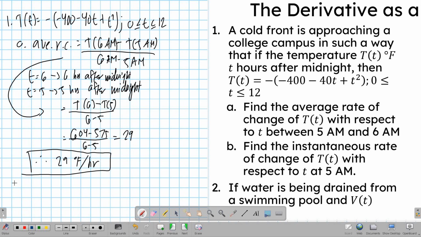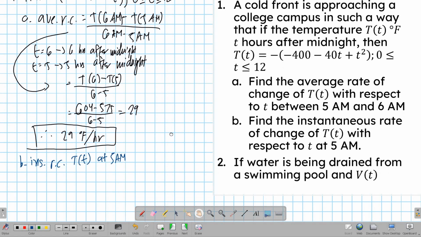Now, in letter B, we're asked to find the instantaneous rate of change of t at 5 a.m. So, at 5 a.m. exactly, what was the rate that the temperature is changing? How fast or how slow it is. To do that, we need to find the derivative of t.